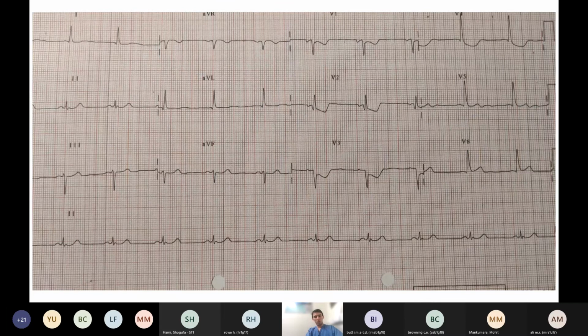Let's take a look at a few examples here. So here we have in V2, V3, and V4 quite significant ST depression. It is downsloping from the J point. Remember that the J point from a couple of weeks ago is the point on the ECG where the QRS complex then merges with the ST segment. Downsloping in V2, V3, V4, and probably about normal now in V5, V6.